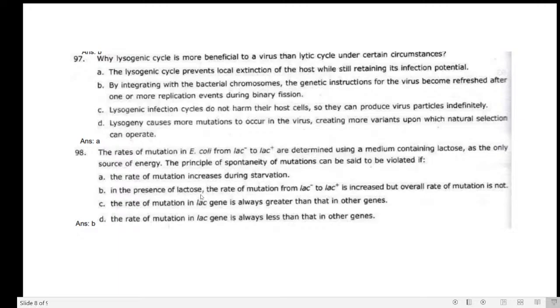That is, in the presence of lactose, the expression from lac minus to lac plus is increased, but the overall rate of mutation is not, that is, a directed mutation is not present. These are all the inheritance biology part C questions.